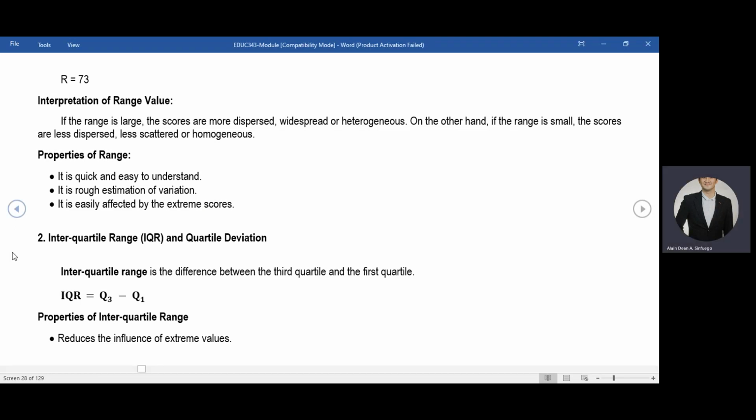Properties of range. It is quick and easy to understand. It is a rough estimation of variation. It is easily affected by the extreme scores.